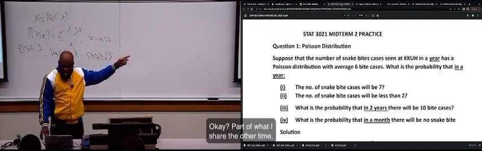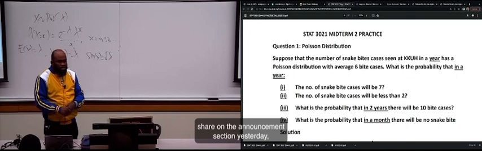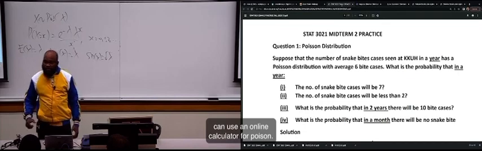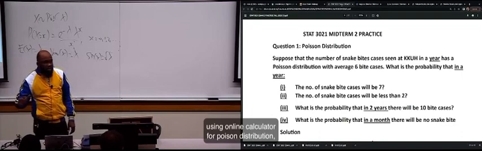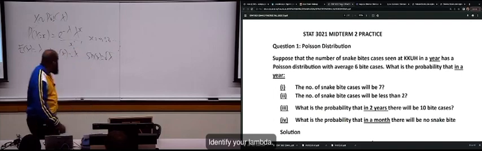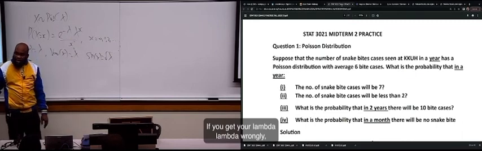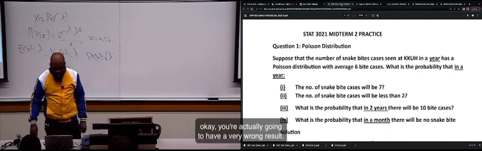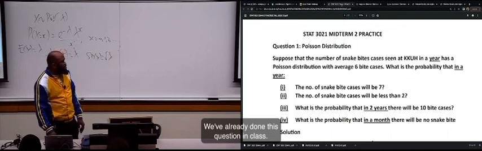Part of what I shared the other time: if you check the link I shared in the announcement section yesterday, I shared a link for how you can use an online calculator for Poisson. Let me tell you this. Before using an online calculator for Poisson distribution, you need to first identify your lambda. Lambda is very, very important. If you get your lambda wrong, you're going to have a very wrong result. Now take a look at this question. We've already done this question in class.